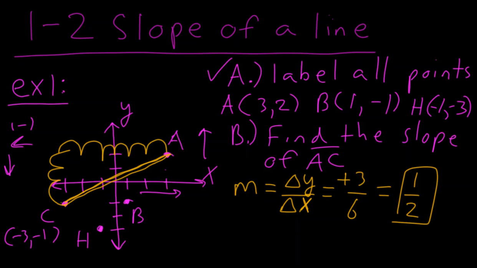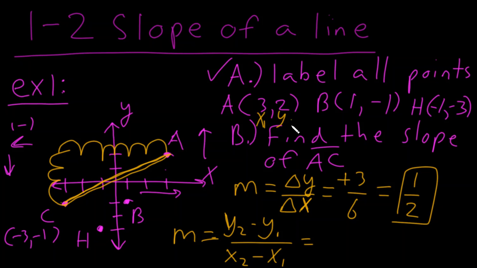Now, what if you wanted to do this slightly different? Well, instead of delta y over delta x, we could have also used the formula y2 minus y1. Anytime you're doing a change, you are subtracting over x2 minus x1. Now this would require us to label our x1, y1, x2, y2. So let's just start with A, and I'll call this point x1, y1.